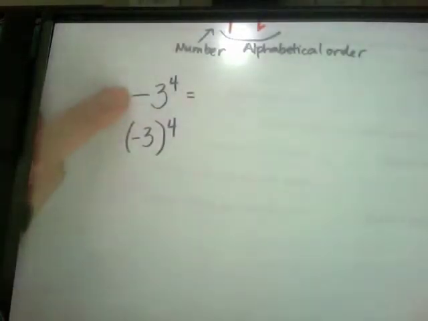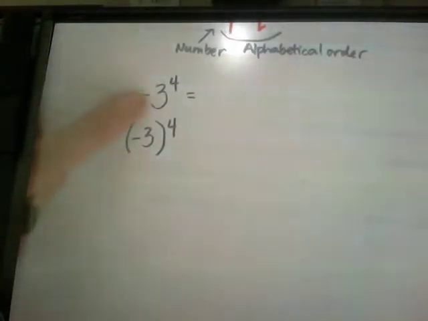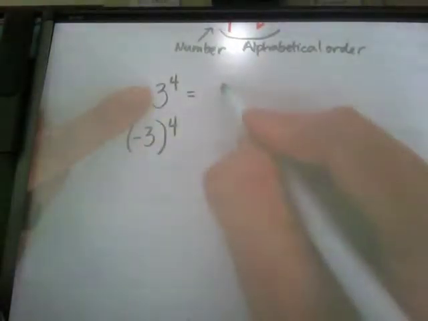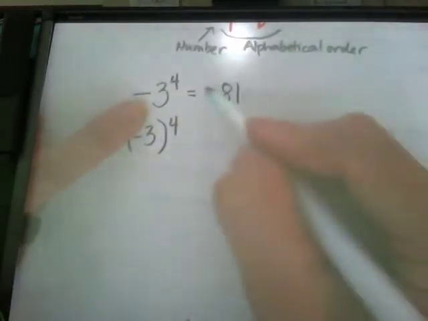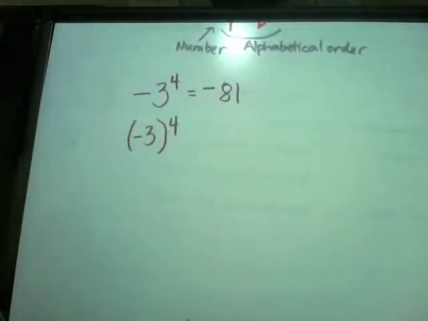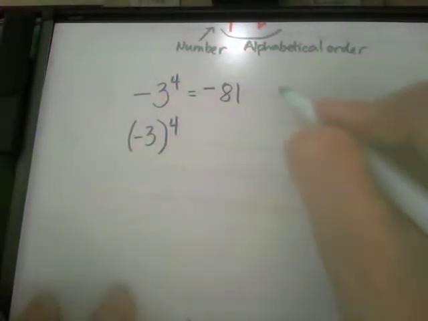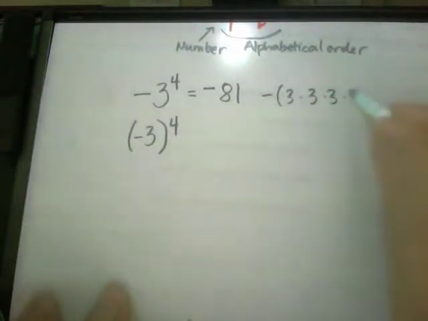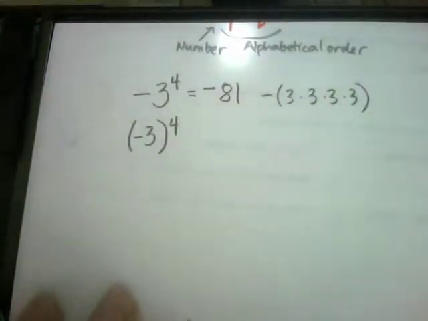The opposite of 3 to the power of 4. So for this first one, we want to just do 3 to the power of 4. 3 times 3 is 9, times 3 is 27, times 3 is 81. The opposite of that, negative 81. Right? So really what we did here was we did the opposite of 3 times itself 4 times.